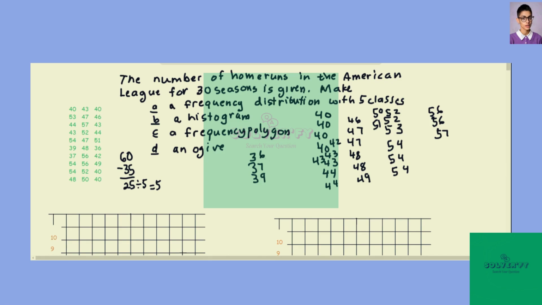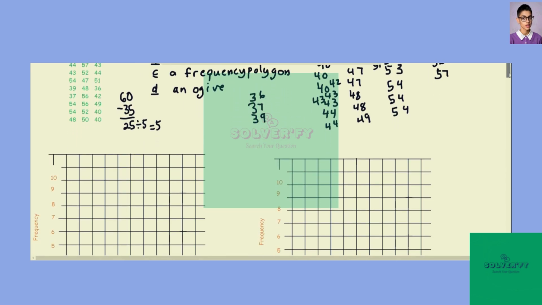Okay, so now we're going to make us a frequency distribution. I'm going to have to squeeze it in. Let's just put it right over here. Okay, so we're going to start with 35, and we're going to have 5 numbers in our class. So that doesn't go to 40, that goes to 39. 35, 36, 37, 38, 39.